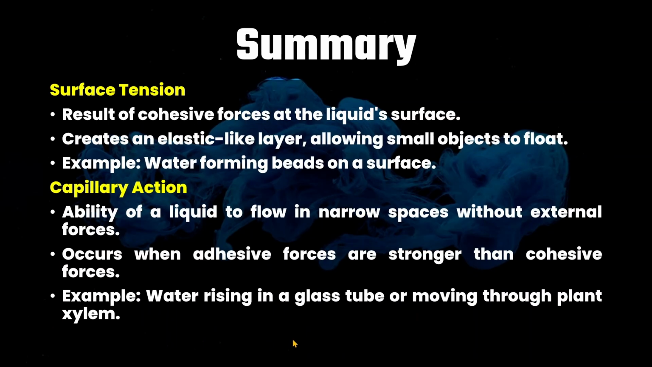There are two phenomena that arise from the interactions of cohesion and adhesion. The first one is surface tension. This is the result of cohesive forces at the liquid surface. It creates an elastic-like layer allowing small objects to float. For example, why water forms beads on a surface, and why water can support light materials at its surface.